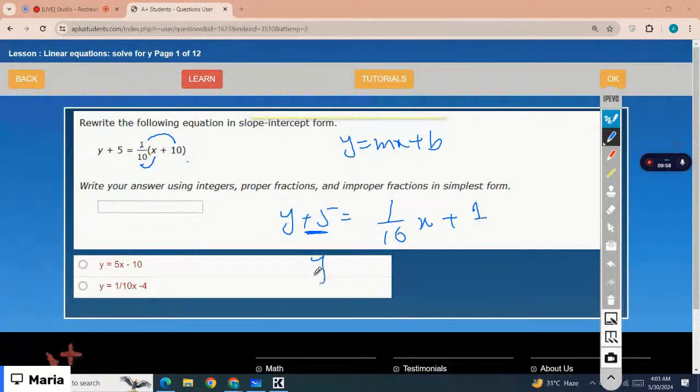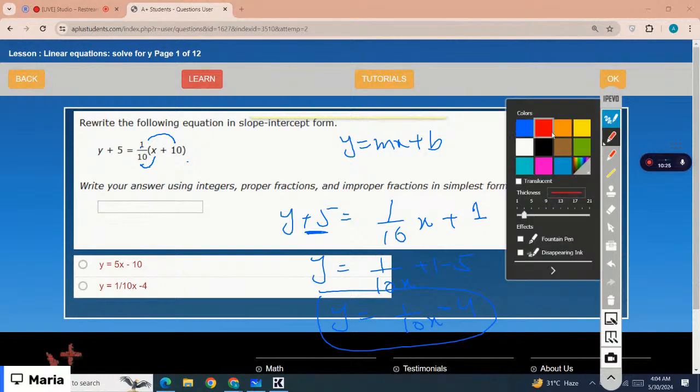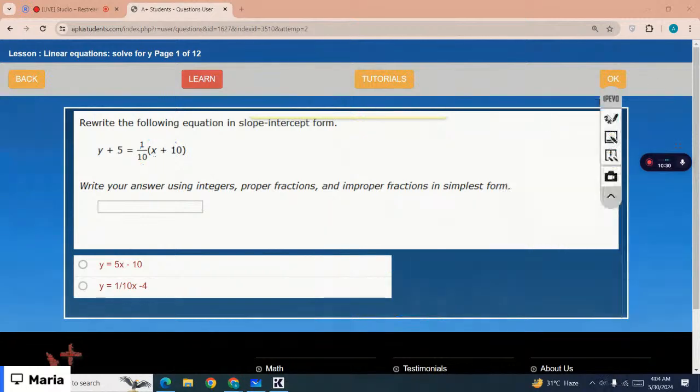Now you need to move that 5 aside. So that would be y equals 1 by 10x plus 1 minus 5, right? So 1 minus 5 is negative 4. So the correct option is y equals 1 by 10x minus 4. Option number 2 is the correct option. Got it?